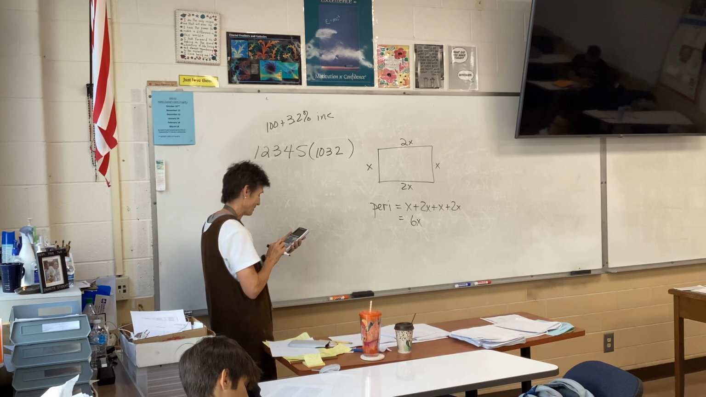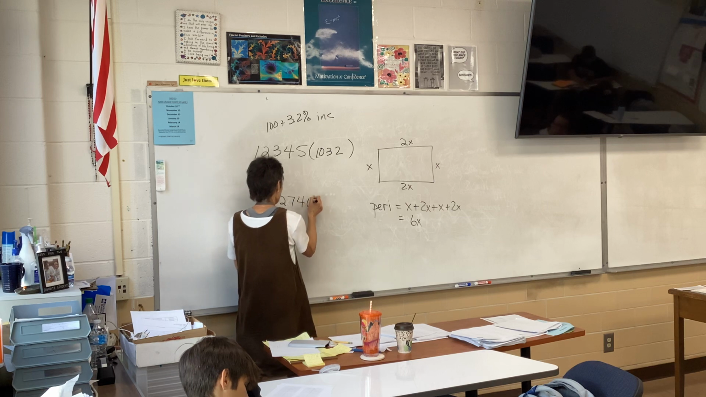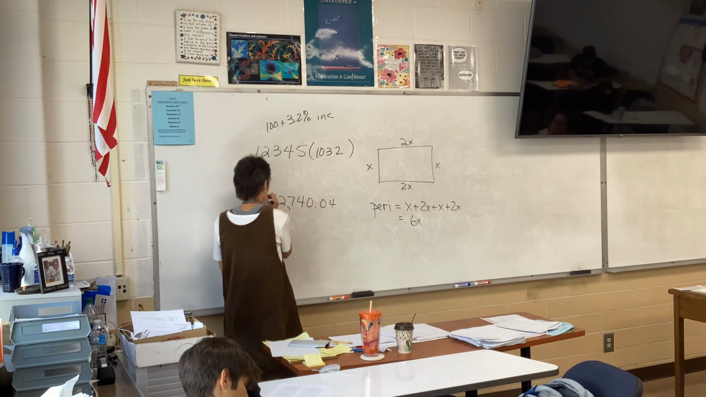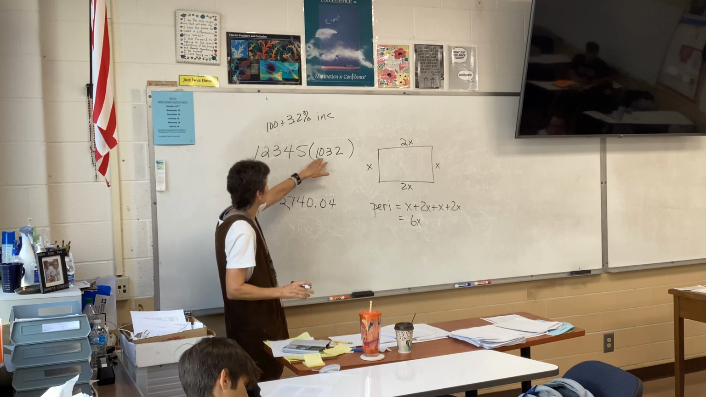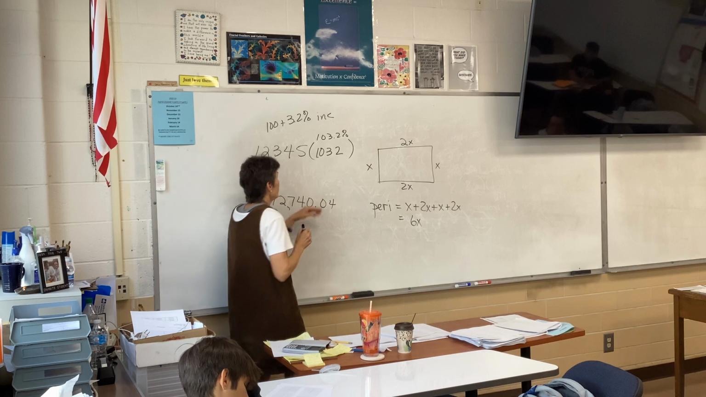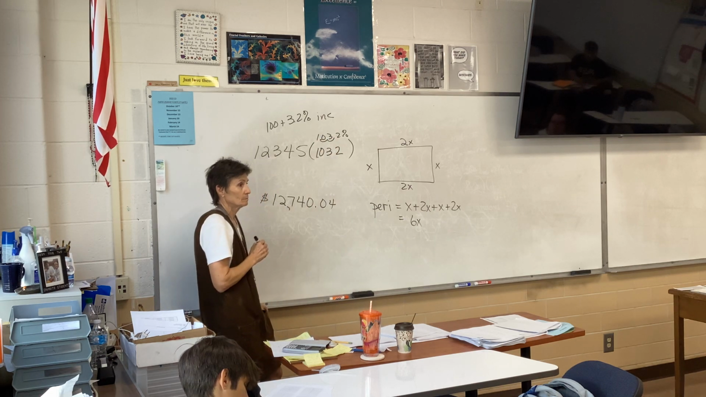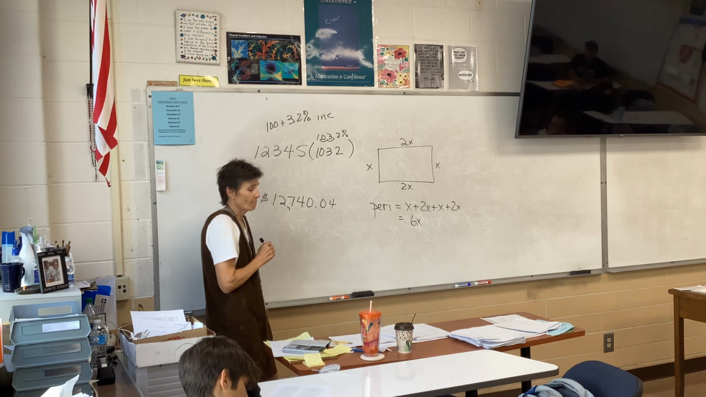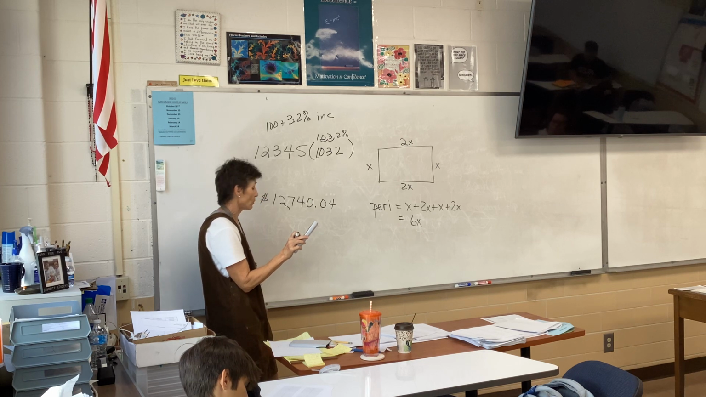Oh my gosh. There we go. Did you get 12,740 and 4 cents? So the decimal I'm multiplying by is 103.2%, which is 1.032. And I typed in about 12 times. I think I finally got it right. Is that right? 12740.04.